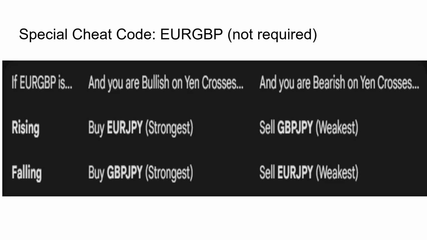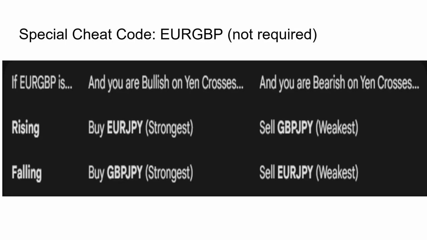So since we're trading euro yen and pound yen, there is a cheat code that you can use by looking, not trading, but just looking at euro pound to see which one is stronger. So we're not trading euro pound, but you can see which one is stronger. This is just keeping it very simple.